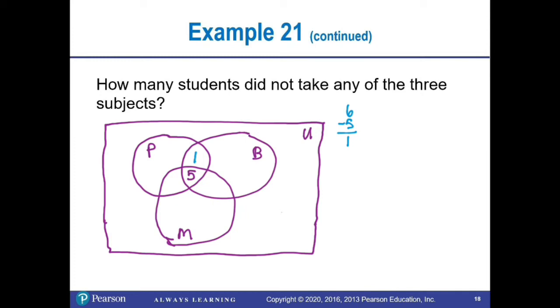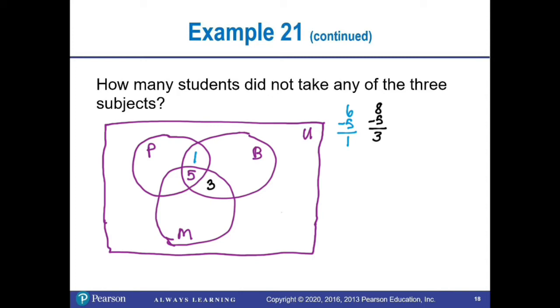My next piece of information is 8 students took biology and mathematics. So I look at where my biology and mathematics loops overlap. There's already 5 in that overlap. 8 minus the 5 from the overlap gives me 3. And I put the 3 in the right-hand side of that I shape where biology and mathematics overlap.